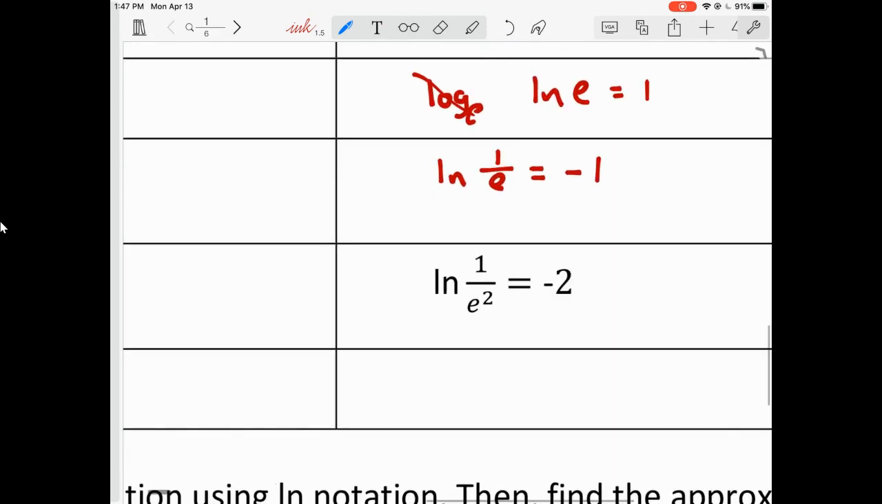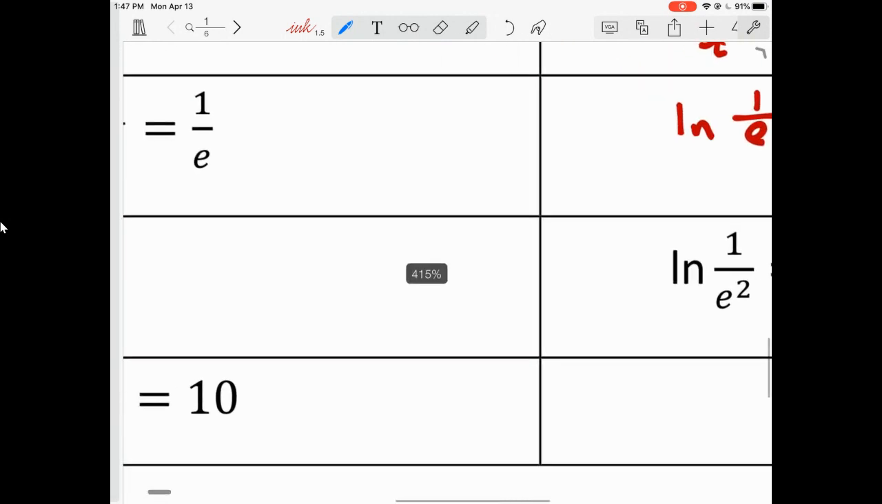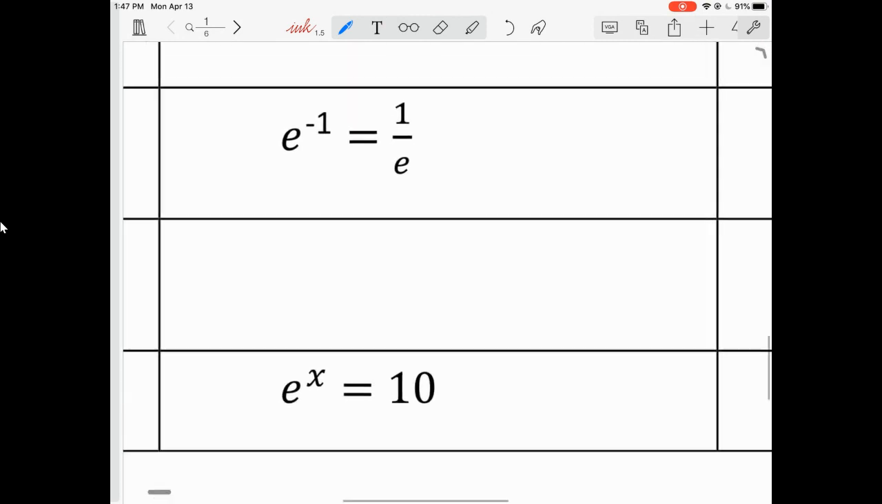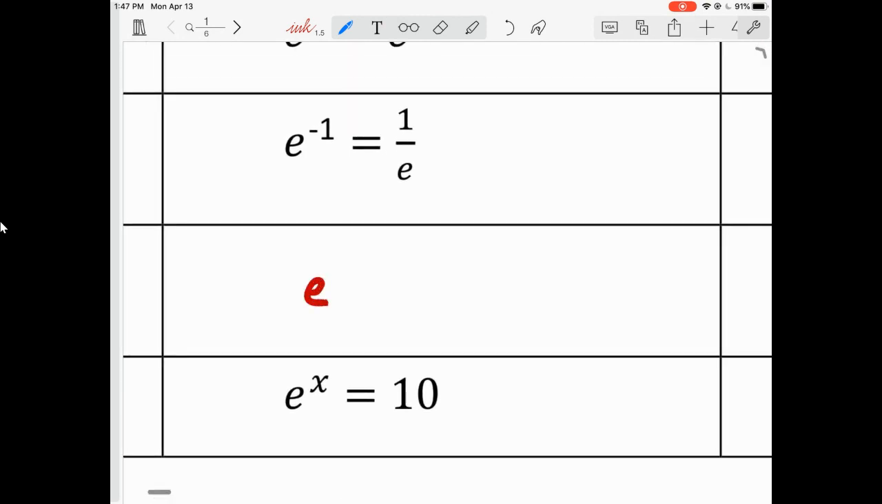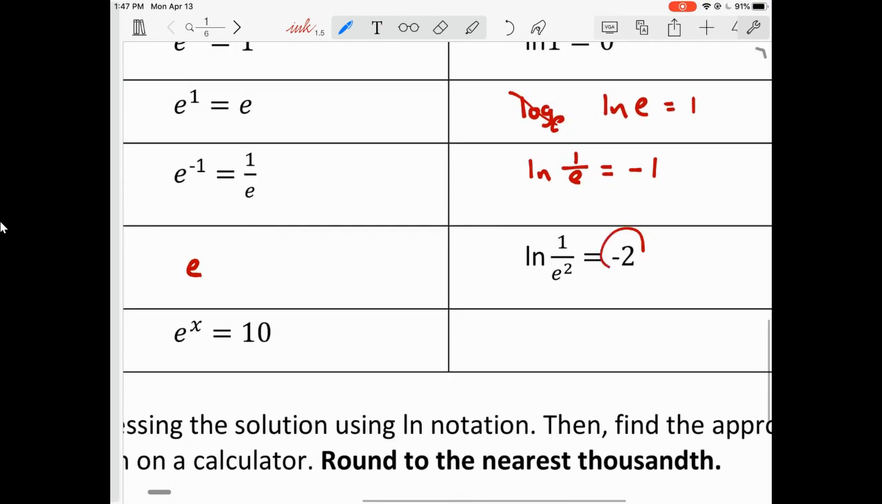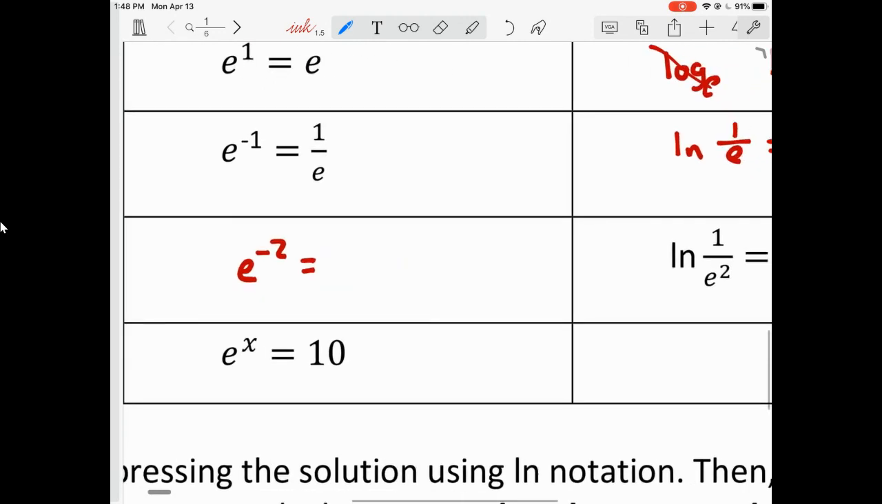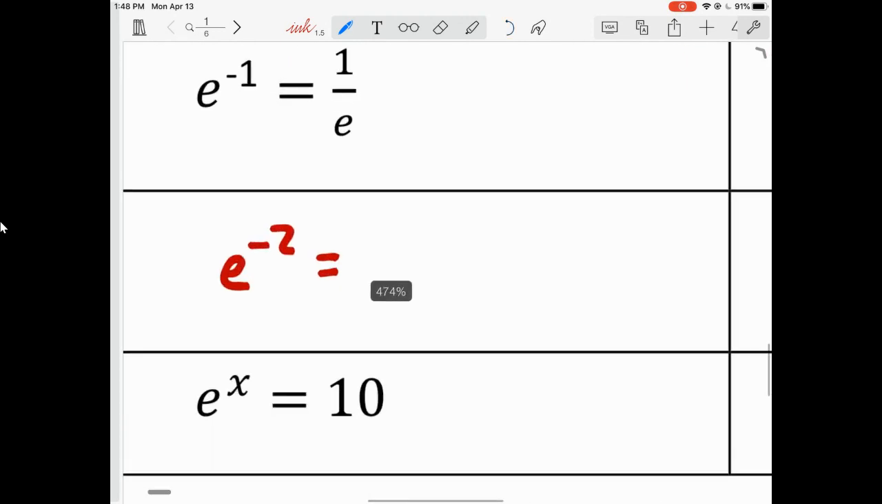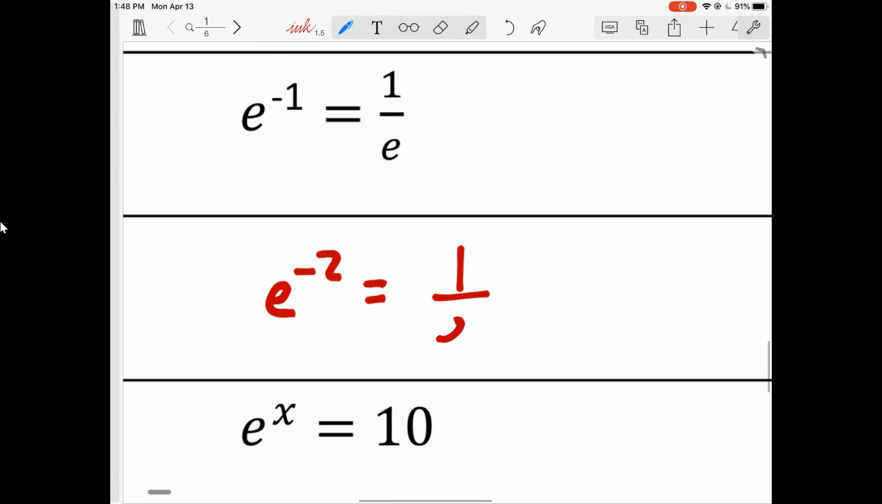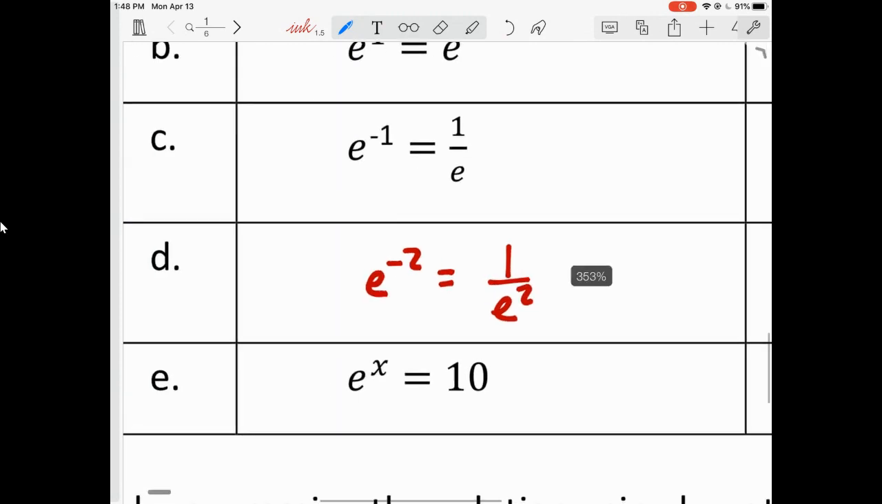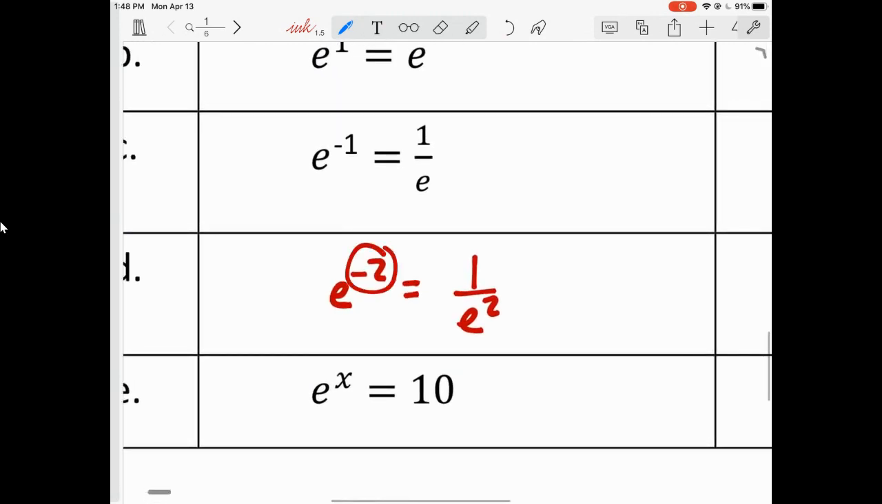This time we have it in logarithmic form. Natural log of 1 over e squared equals negative 2. So the exponent to which we raise a base e is negative 2 to get 1 over e squared. And this is true because we know that when we have negative exponents, we just flip the fraction and the exponent becomes positive.